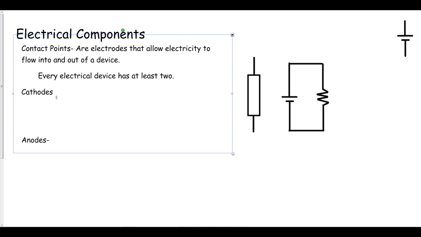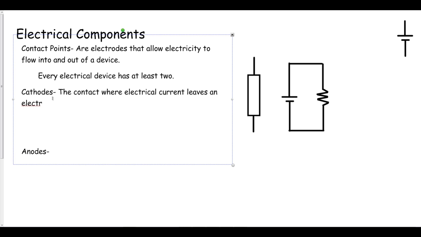The cathode is the contact point where electrical current leaves an electrical device. Okay, so any point that I have, or any electrical device that has a contact point where the current leaves, and by current I mean conventional current. Okay, and so we're talking conventional current, leaves an electrical device, that is the cathode.